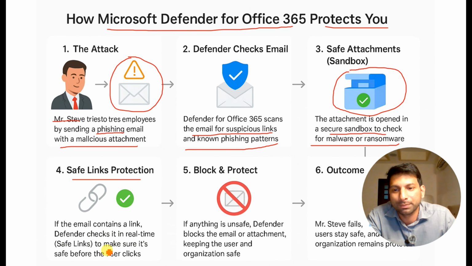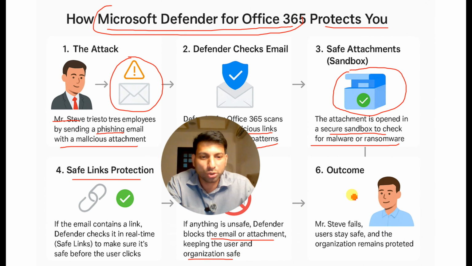Defender checks in real time to make sure it's safe before the user clicks on it. In case Defender for Office 365 identifies this as a malicious email, with a malicious attachment and an unsafe link, Defender blocks that email or attachment, keeping the user and organization safe. So that is how Defender for Office 365 protects us. The outcome is that Steve fails, users stay safe, and the organization remains protected.